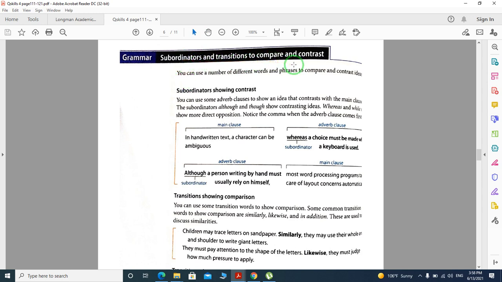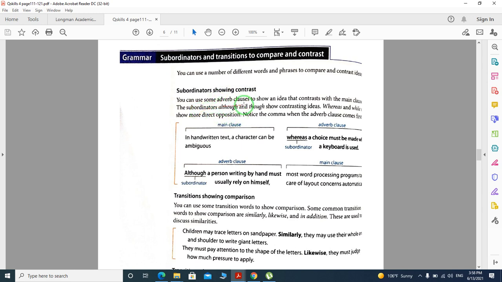So there are some tools in language that we can use to compare and contrast things. You can use a number of different words and phrases to compare and contrast ideas. So you can use these phrases and these words to show similarities and differences between things, between ideas. Subordinators showing contrast. So in English language we have some conjunctions that are also called subordinators. We will see what their qualities are and where we can use them.